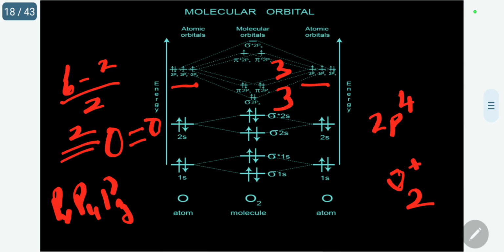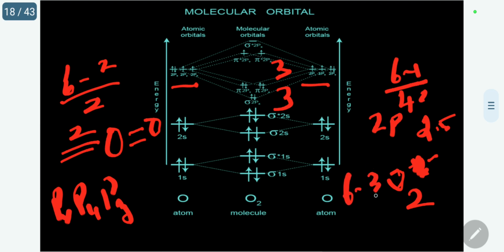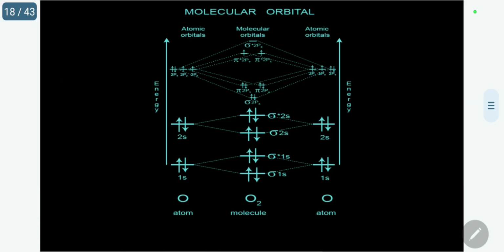Suppose O2 plus: one electron less, so 4 plus 3 is 7. The lower 6 are filled and the top one has 1. So 6 minus 1 by 2 is 5 by 2, that is 2.5. Suppose O2 minus: one side 5, another side 4, one electron extra, so 5 plus 4 is 9. Below 6, above 3, again with unpaired electrons. So 6 minus 3, 3 by 2, is 1.5. This is the way we have to calculate the bond order.